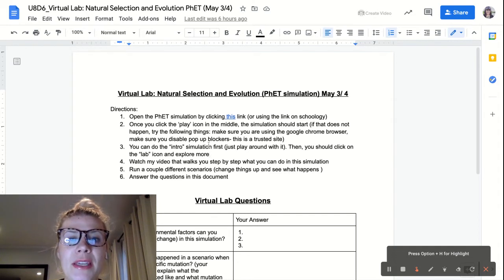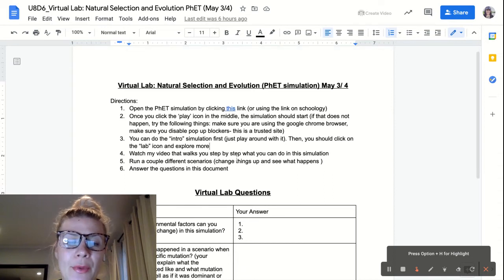There will be some icons, and again, I'll have the other video that breaks it down, and we'll do directions 2, 3, and 4 with watching that video. It will help you. Just as a side note, if you do have any problems running the simulation, make sure that you are using the Google Chrome browser. Also check to see if your pop-up blocker is enabled. It might just be blocking that. It's a trusted site, so don't think that it's malicious or anything like that. This is from a university, so it should be fine. And mess around with it, run a couple of different scenarios, environmental scenarios, and then answer the questions below.